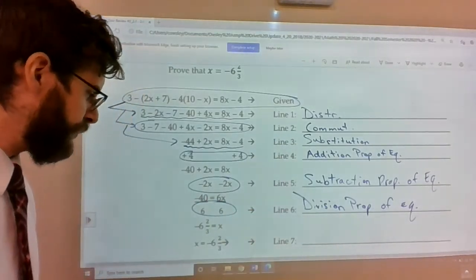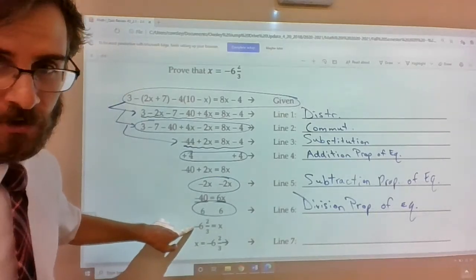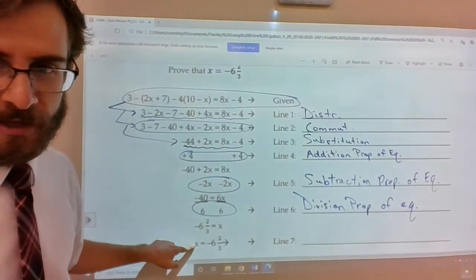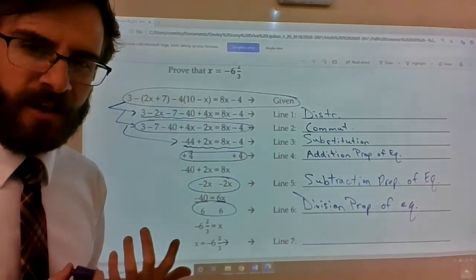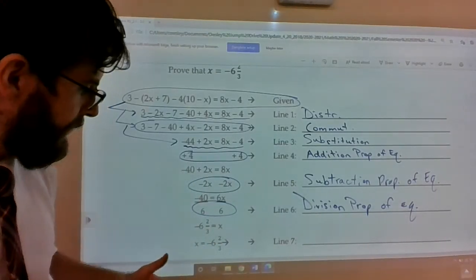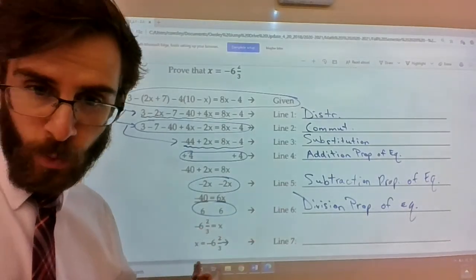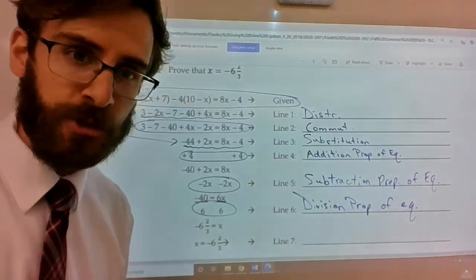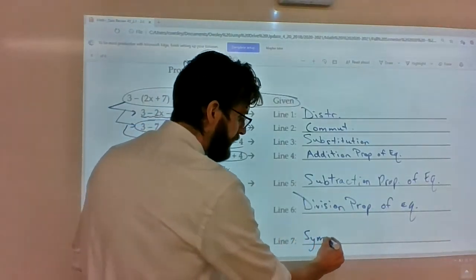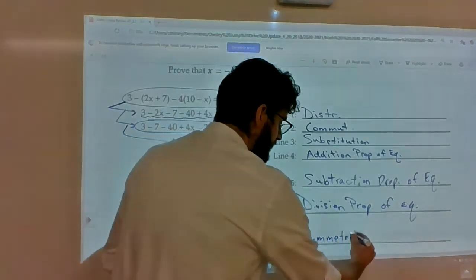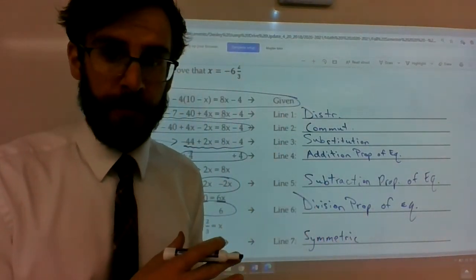All right, and then the last one, this can be a little bit confusing because it's like you got your answer, but then you rewrote it. Why? Well, I'm trying to test your ability to recognize that when I rewrite the left and right hand sides of the equation flipped, that's called the symmetric property. So make sure you guys have at least a bare minimum understanding of the properties so that you can fill out a proof like this.